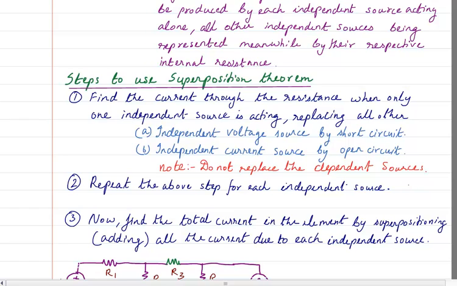Once you have done that blunder, the people who are there to correct, they will simply think that okay, you have not understood superposition at all. So don't make that blunder. Always take care that you do not replace the dependent source by anything. You leave the dependent source as such. We will see numericals wherein we have dependent sources later.